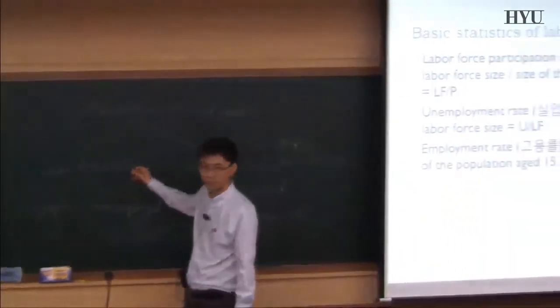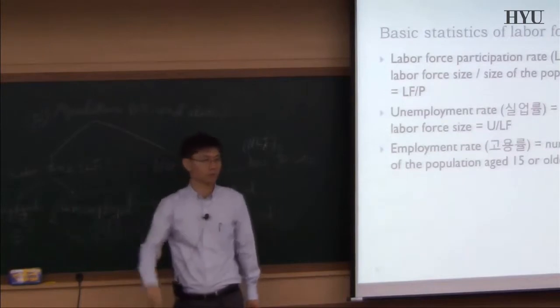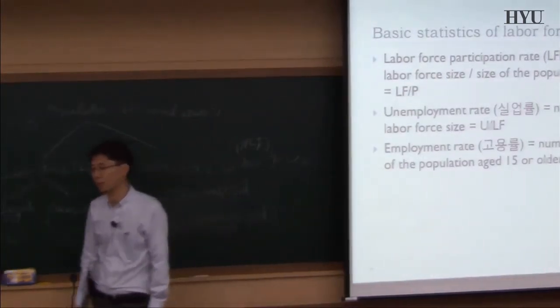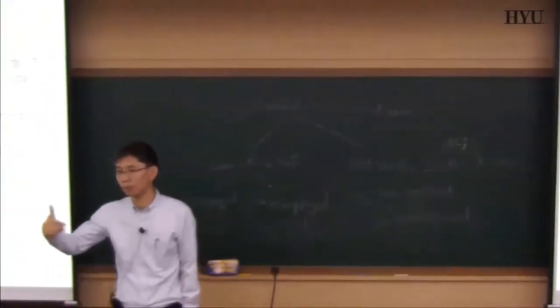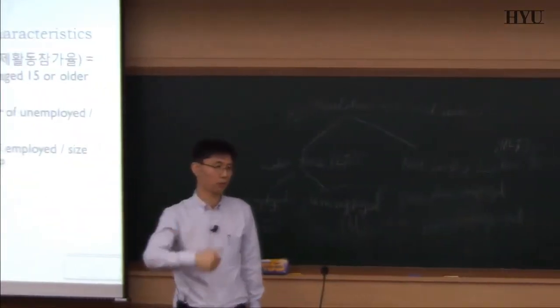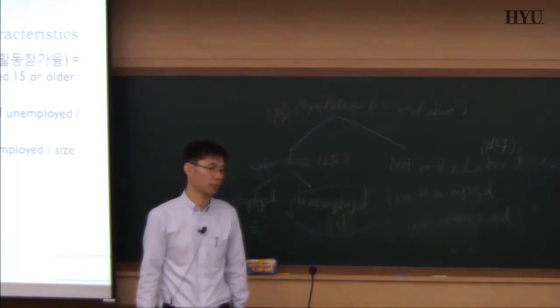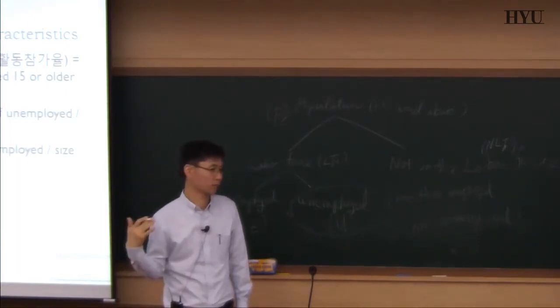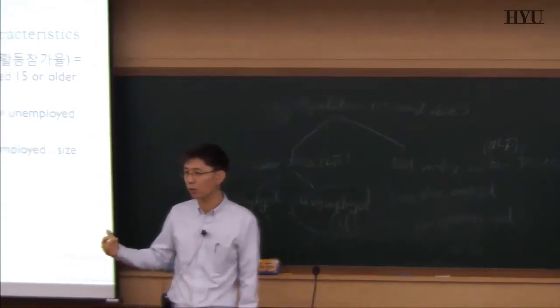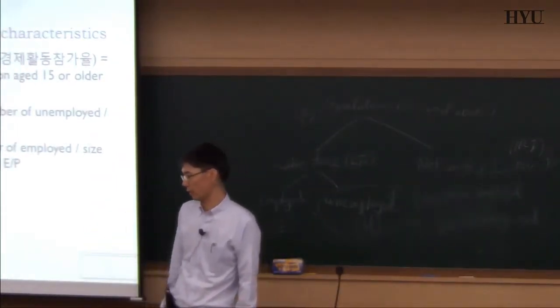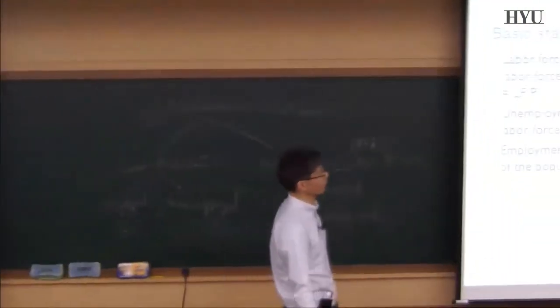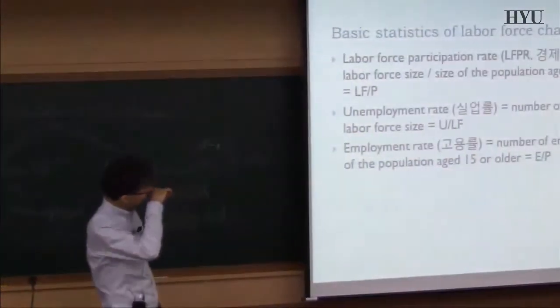First, labor force participation rate is LF divided by P. Okay? It shows what percentage of people are either employed or unemployed. Okay? So these people are in the labor market. Okay? Either working or looking for work. So that is a very basic statistic, that LFPR.